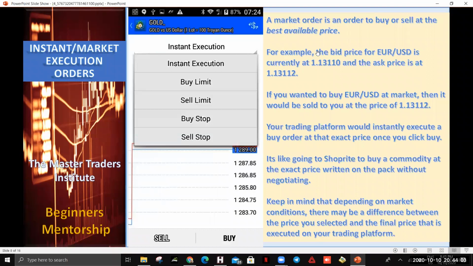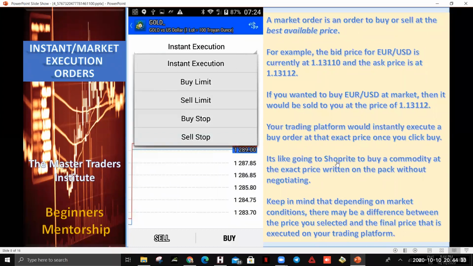and a buy limit. For example, the bid price of EUR/USD currently is 1.13110 and the ask price is 1.13112. If you wanted to buy EUR/USD at market price, then it will be sold to you at this exact price that the market is. That's 1.13112. This is the price where the market is at the particular time you want to buy it. Your trading platform will instantly execute a buy order at the exact price you click.